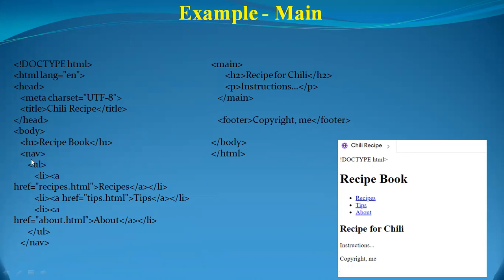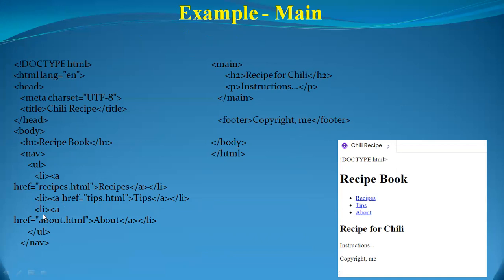And the nav navigation tag should be there. Under that, an unordered list, and under that the list item tag should be there. In the anchor tag, href recipes.html. When you click on recipes, it moves on to recipes.html. Under that, li tag, list item, a href tips.html. When we click on tips, we move on to tips.html.